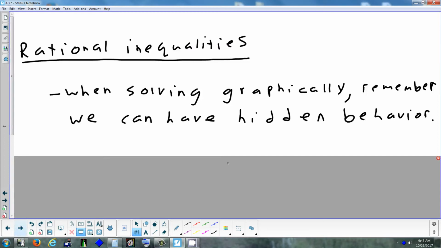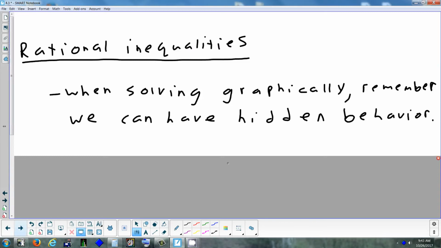Okay, remember that if you do graph something, you can have hidden behavior. We've seen things that might look straight, but they're actually curved, or things that are off the screen. Can inequalities have extraneous solutions? Well, you only get an extraneous solution if you multiply or divide both sides by a variable.